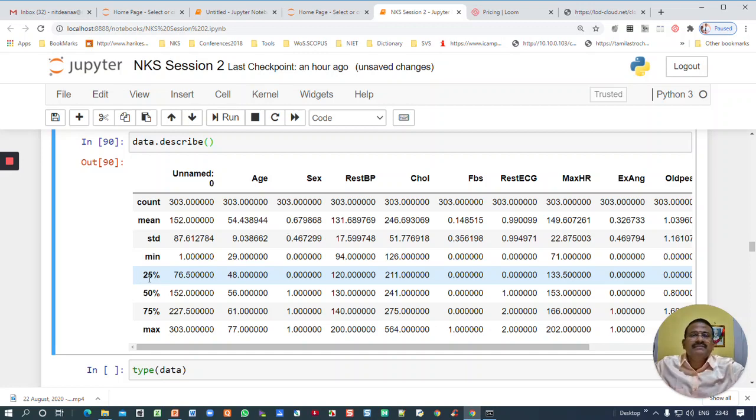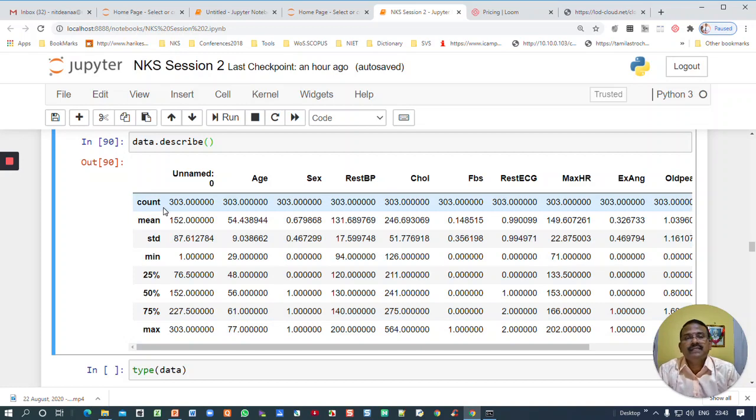Any number of data records should be divided into 100 slots, and from each slot, what is the information. That is called the 25th percentile, meaning the 25th location, what is the information. For example, the information is age is 48 at the 25th percentile, then the 50th percentile, the 75th percentile, and the maximum. Like this we can understand.